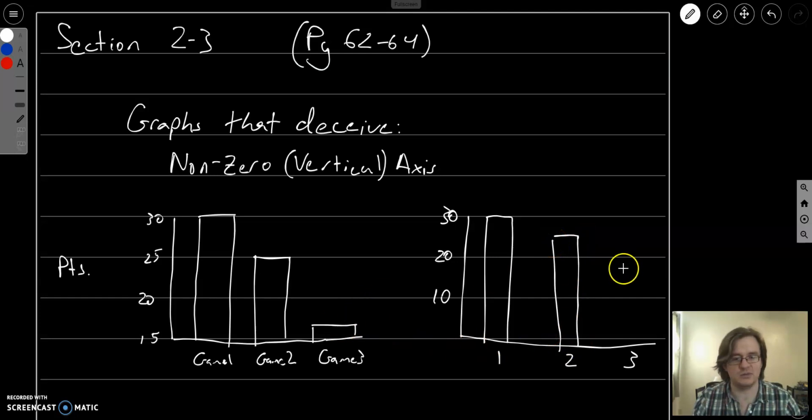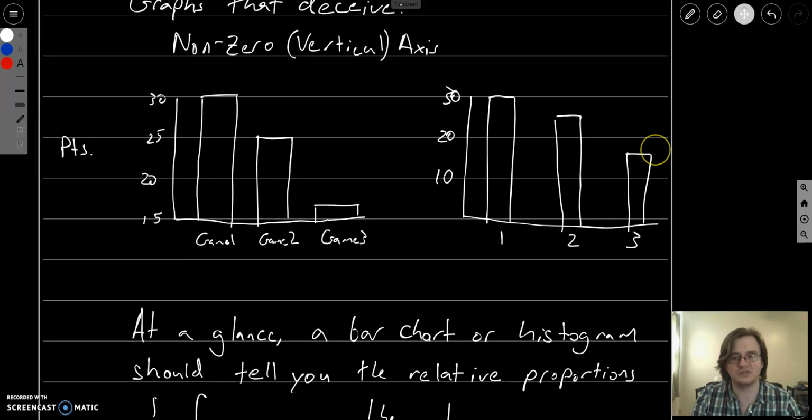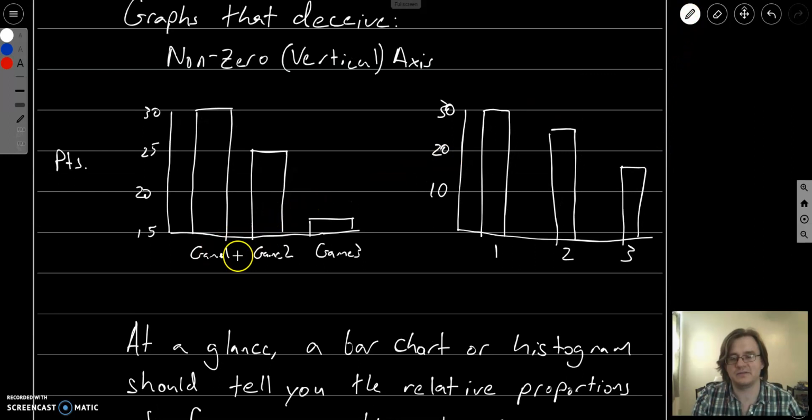And then game 3 we scored a little bit over 15, so it's a little bit over halfway. And when we look at this graph, yeah, game 3 we scored a little bit over half of game 1's points. But this does not look like half. So these graphs contain the same information. And it's important to recognize that this graph is not necessarily incorrect. It's just been displayed in such a way that if you were going to look at this graph for 2 seconds and move on with your life, you would assume that game 3 had a lot lower score than it did in reality.